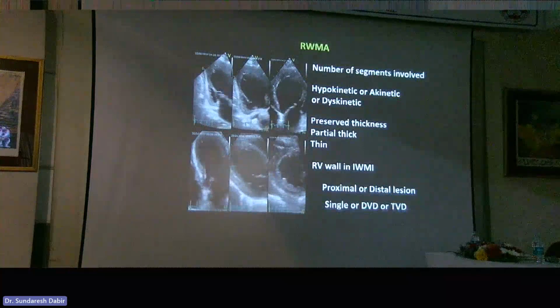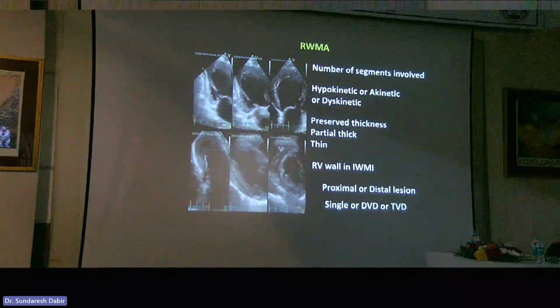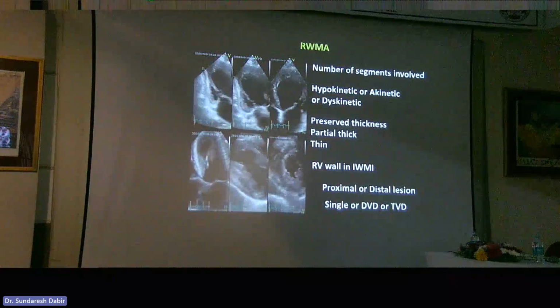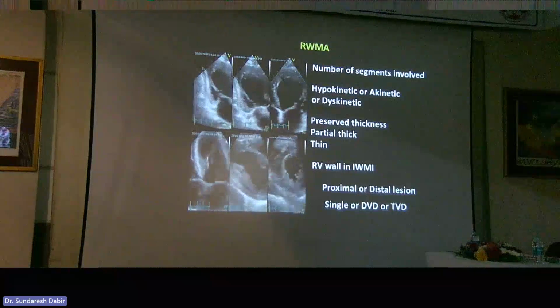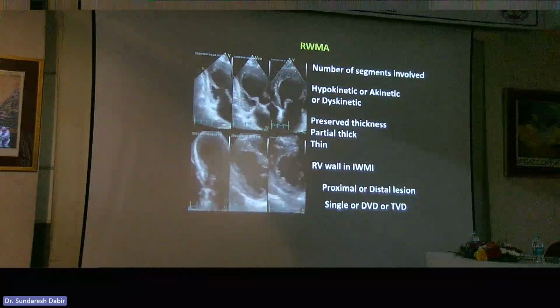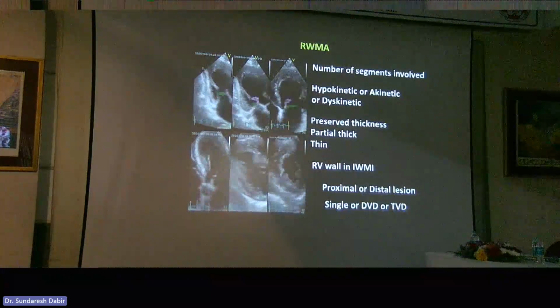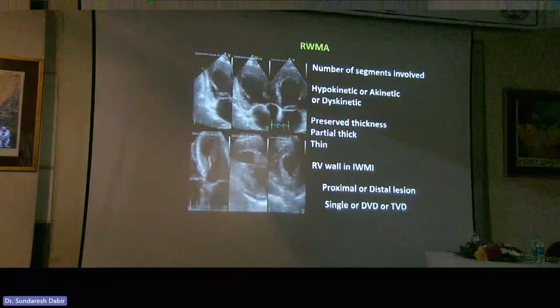Now, when you look at RWMA, what are the points that you should be looking at? So always look at how many segments are involved, the number of segments. And once you have decided on that, is it hyperkinetic? Is it akinetic, dyskinetic, or normokinetic? So you have these options over there. And look at whether the thickness is preserved or not. That means the full thickness, when you compare it to the adjoining segments, is it the same? Or is it only partially thick when you compare it to the adjoining segments? Or is it really thinned out?